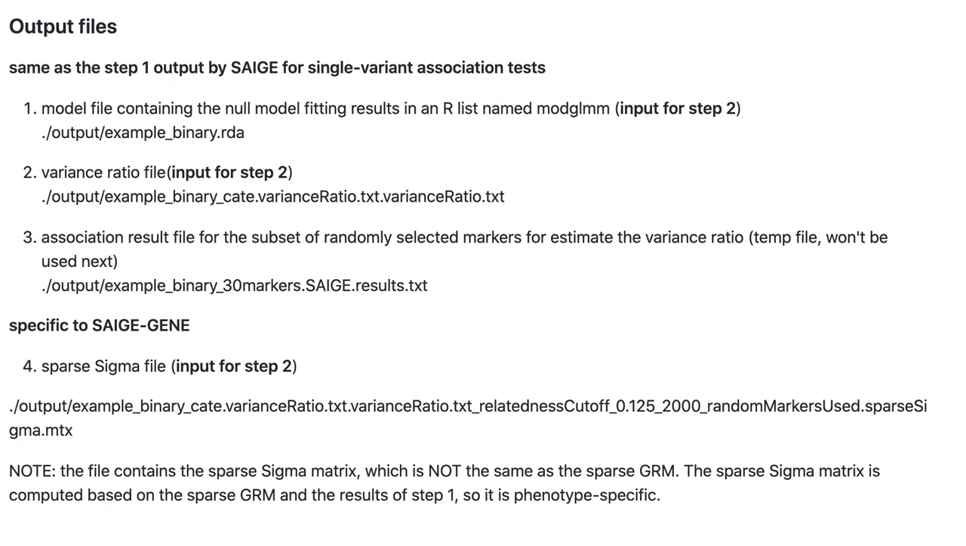So this step 1 will generate 4 output files, and the first 3 are the same as the step 1 output by SAIGE when we try to run single variant association tests: the model file, the variance ratio file, and the intermediate file for the association tests of some randomly selected markers. And the fourth file here is specific to SAIGE-GENE, which is a sparse sigma file. This file will be used as input for step 2, along with the first and the second output file, which are the model file and the variance ratio file.